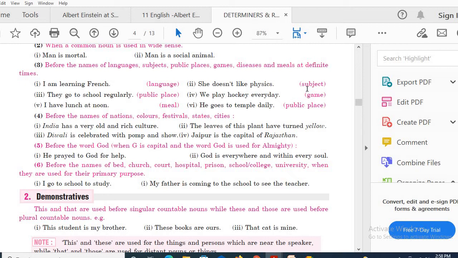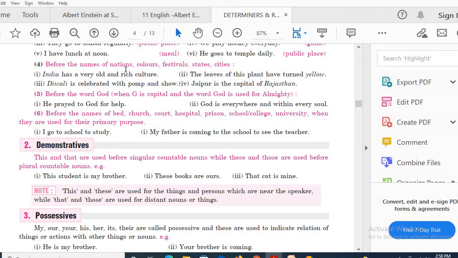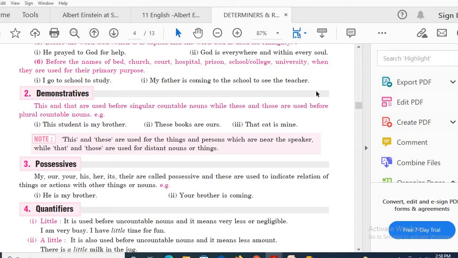She doesn't like physics, okay, it's a subject. Are we using any article? No. Suppose in order to name nations also, just like if I say, suppose our country, India, are we writing the India? No. India has a very old and rich culture. In case of festivals also, like Diwali is celebrated with pomp and show. Then see, Jaipur is the capital of Rajasthan. We are not using the anywhere, right?